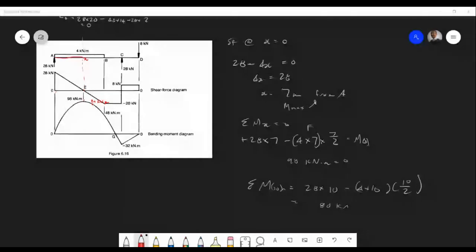Students, are you still with me? So that's how you're going to find the position of the maximum bending moment if you can't find it.